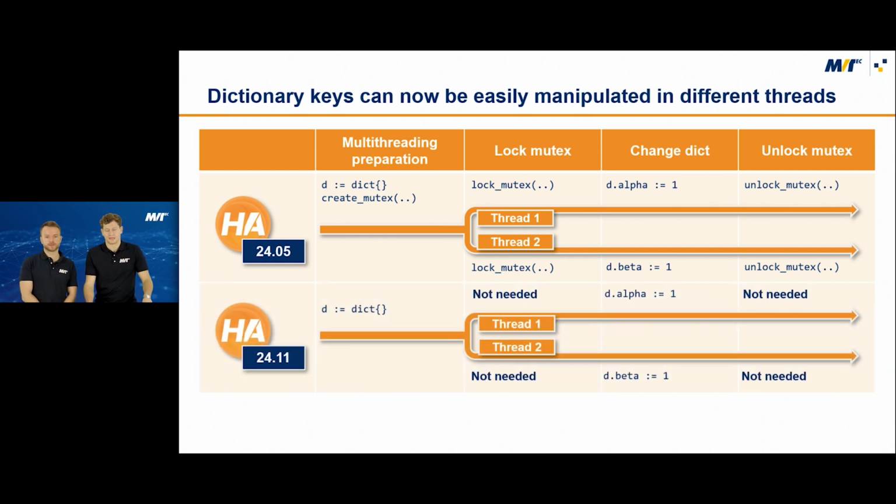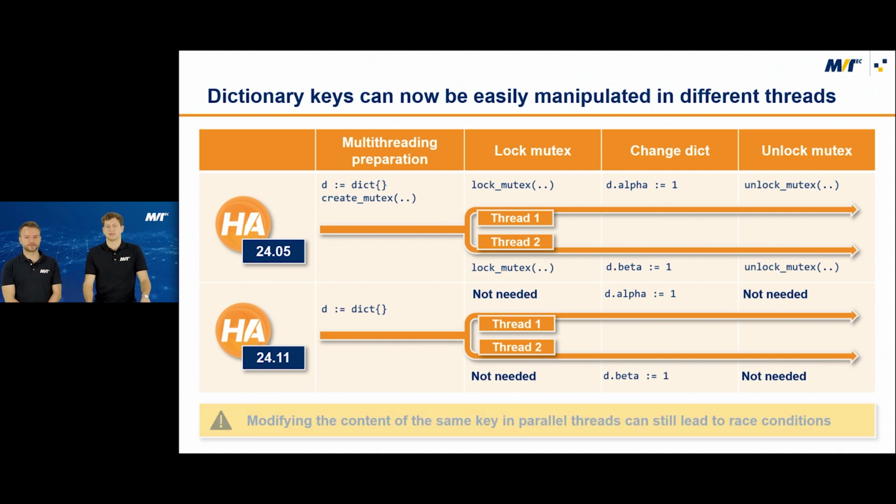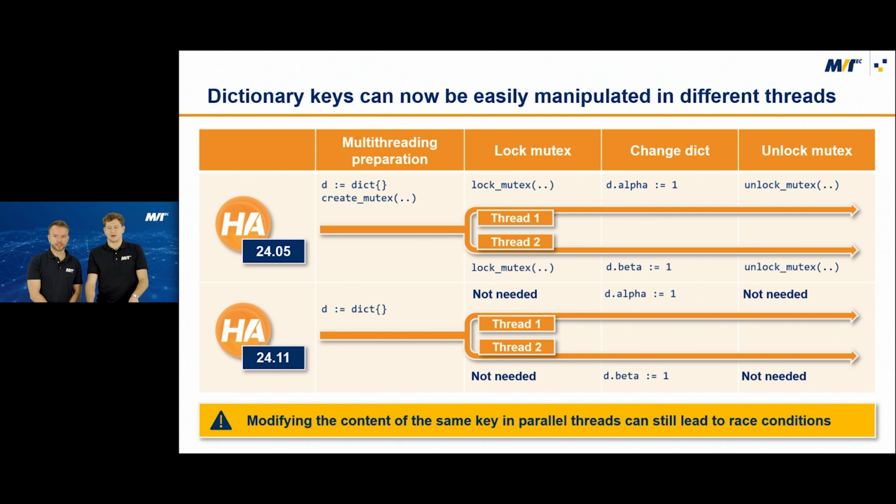we introduce a new mechanism that allows dictionaries to synchronize themselves, so the mutex mechanism is not needed anymore. But be aware, this automatic synchronization is only valid at dictionary level and if different keys are changed. So an uncontrolled manipulation of the same dictionary key is still considered to be a bad programming pattern in parallelization, and HALCON does not prevent this.